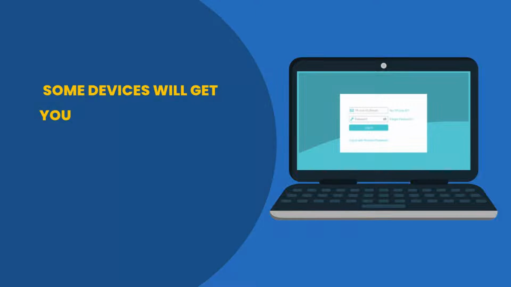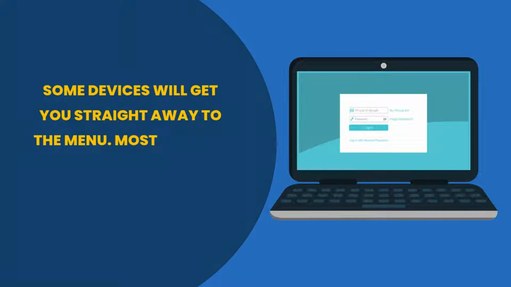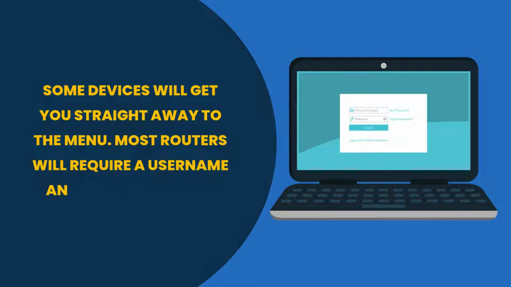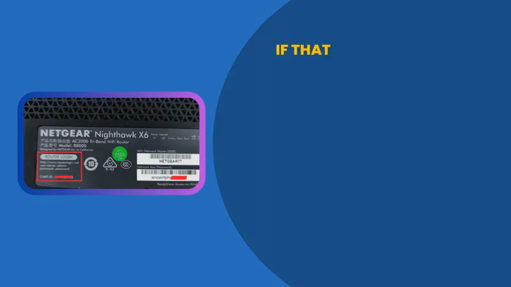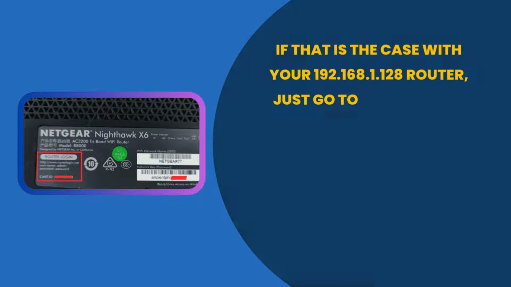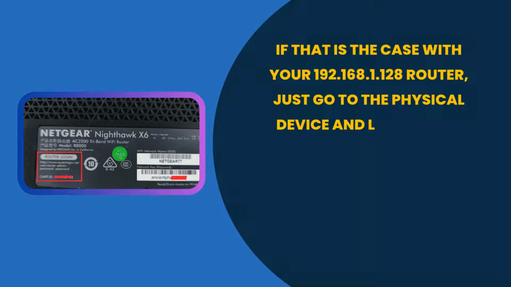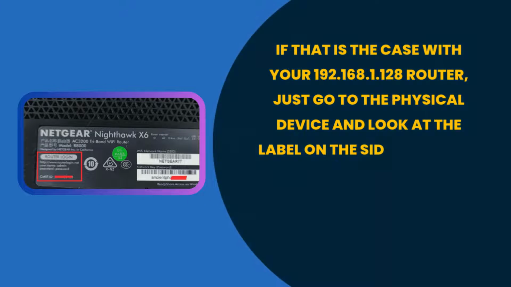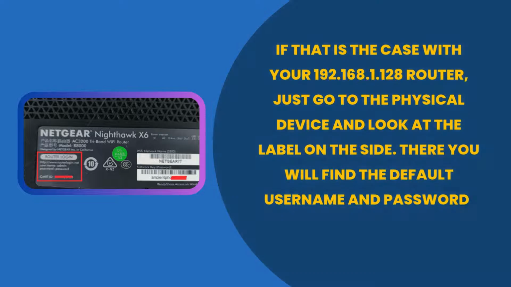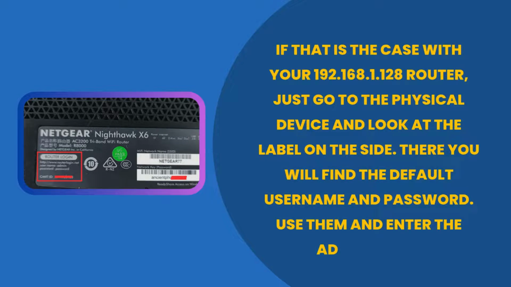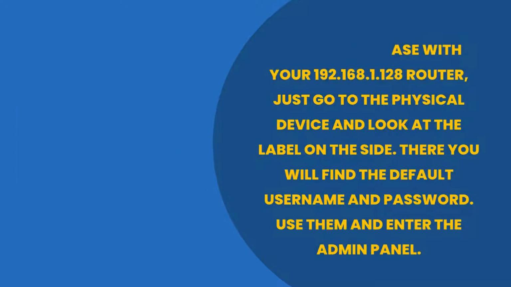Some devices will get you straight away to the menu. Most routers will require a username and password first, though. If that is the case with your 192.168.1.128 router, just go to the physical device and look at the label on the side. There you will find the default username and password. Use them and enter the admin panel.